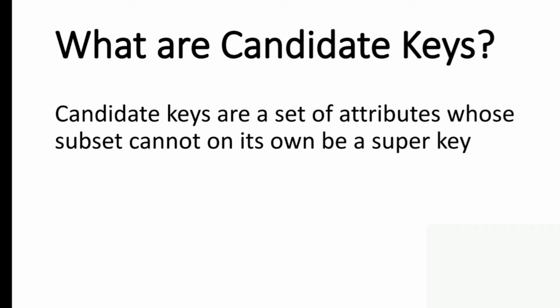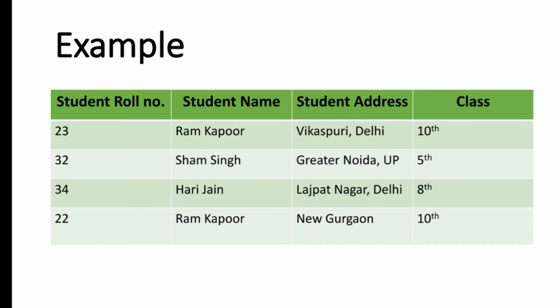See students, keys are basically selected from the set of super keys. But the only thing we take care of while selecting the candidate key is that the candidate key should not have any redundant attributes. Alright. Now let's understand the candidate keys with the help of an example. Let's say we have a table named student with the attributes student roll number, student name, student address and class of a student. And here we have 4 students' data in our table.